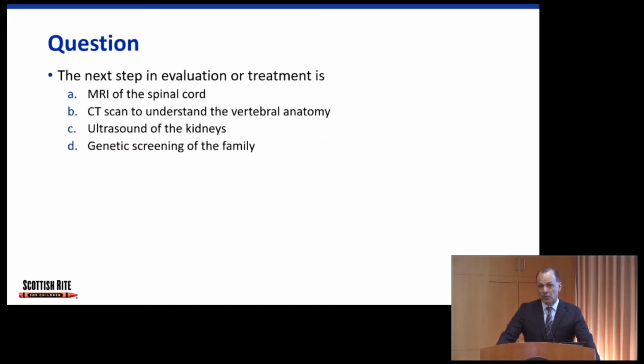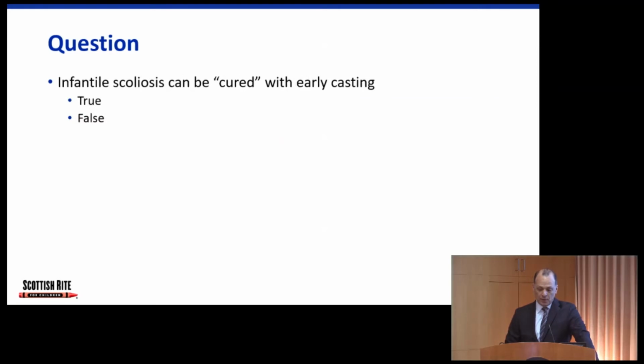And so for these patients who are less than 10, the incidence of having a neural axis abnormality, either a syrinx in the spinal cord, a tethered cord, a Chiari malformation, or a combination thereof, is about 20%. And so every patient that has infantile or juvenile scoliosis gets an MRI. Most patients with idiopathic scoliosis of the adolescent age group do not get an MRI, and we'll talk a little bit about that with time.